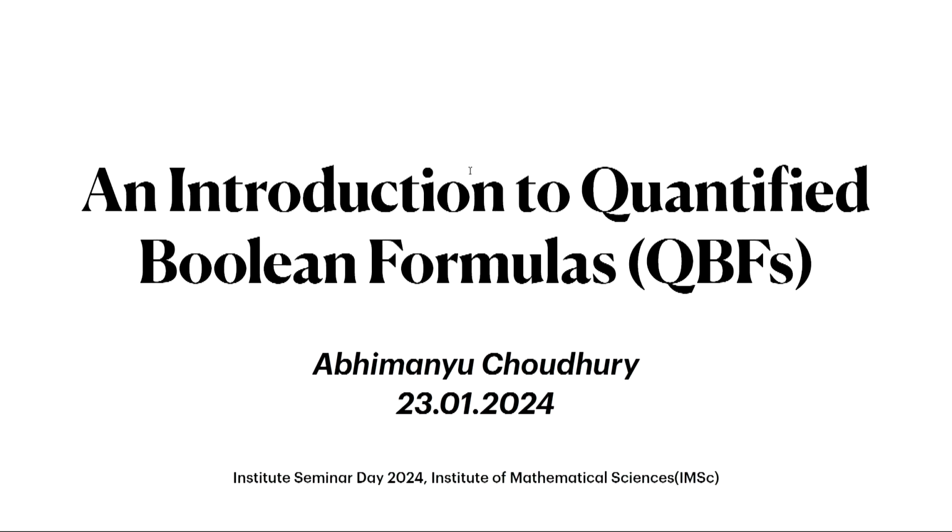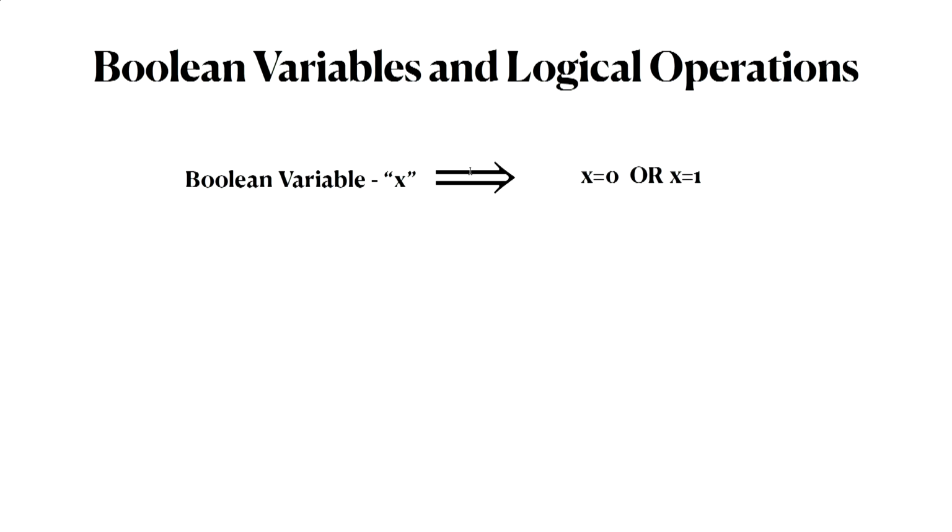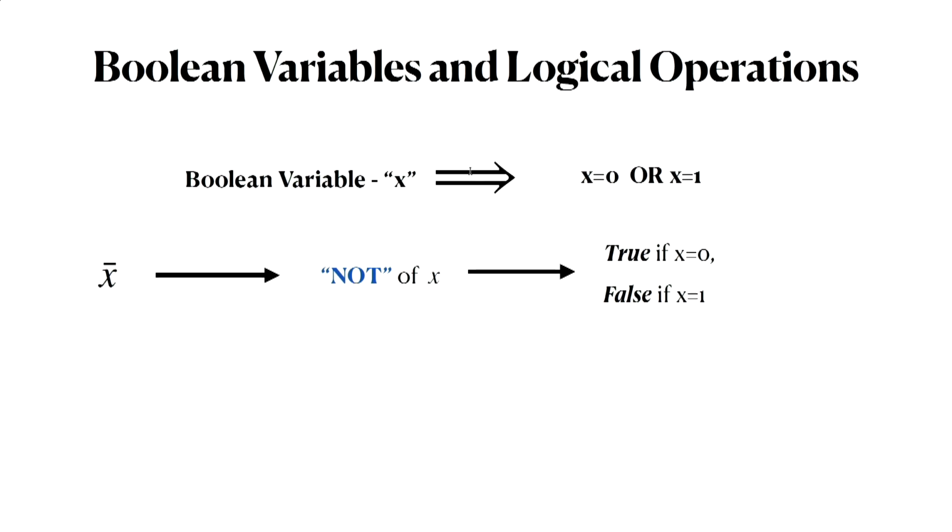I'm going to talk about a basic introduction to quantified Boolean formulas, what they mean, and just give a basic overview. So I'll start with Boolean variables and logical operations, what I'll need, so I'll define. A Boolean variable is just any variable which can take 0 or 1 values. So x is a Boolean variable, x equal to 0 or x equal to 1. These are the only two values allowed.